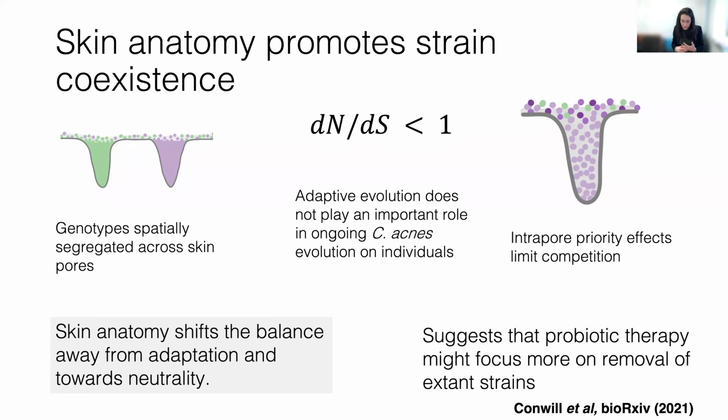And going forward in terms of probiotic therapy and implications, what it says is this priority effect is so strong, and that's the thing we have to focus on for C. acnes if we want to engineer probiotics. It's not necessarily about picking the best strain, probably, but about removing the strains that are already there and exposing a new niche.